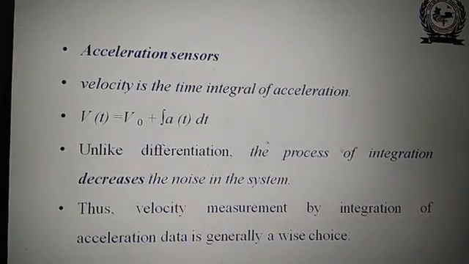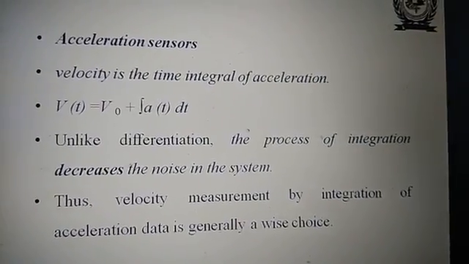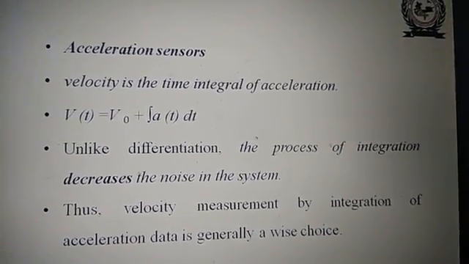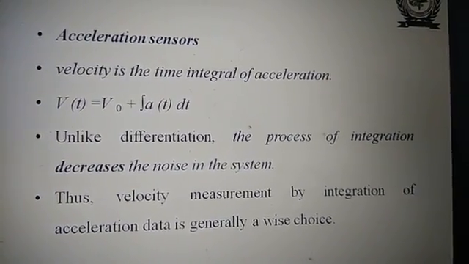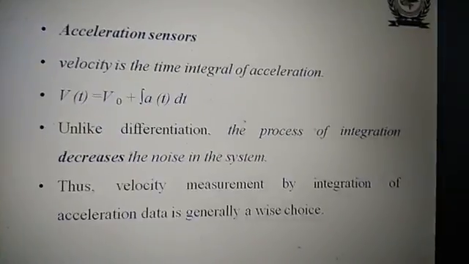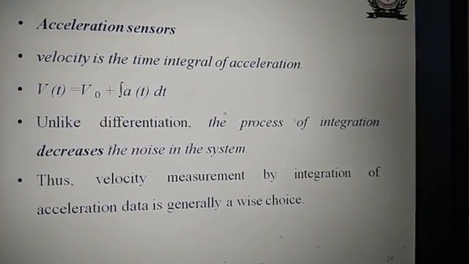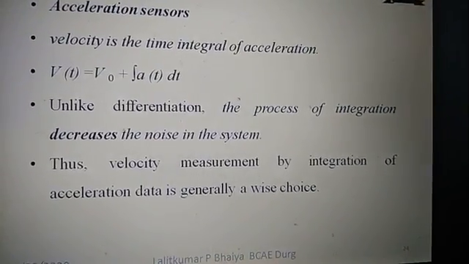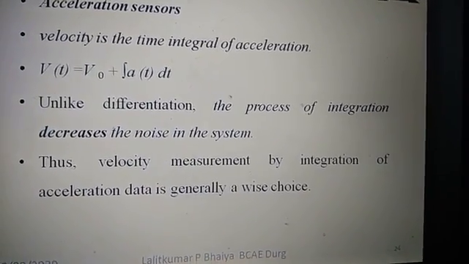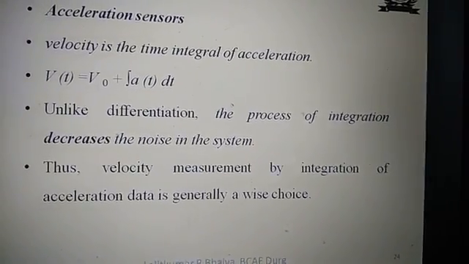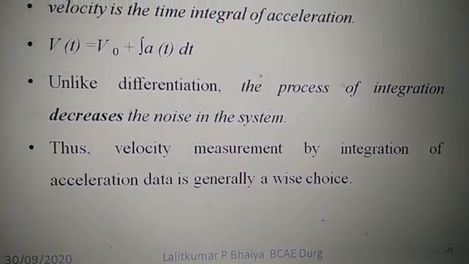Acceleration sensors: velocity is the time integral of acceleration. Here another relation is used, that is, V is proportional to the integration of the acceleration. The equation is V of t equals V naught plus the integration of A of t dt, where V naught is the initial constant and A of t is the acceleration, which changes with respect to time. Unlike differentiation, the process of integration decreases the noise in the system. Thus, velocity measurement by integration of acceleration data is generally a wise choice.